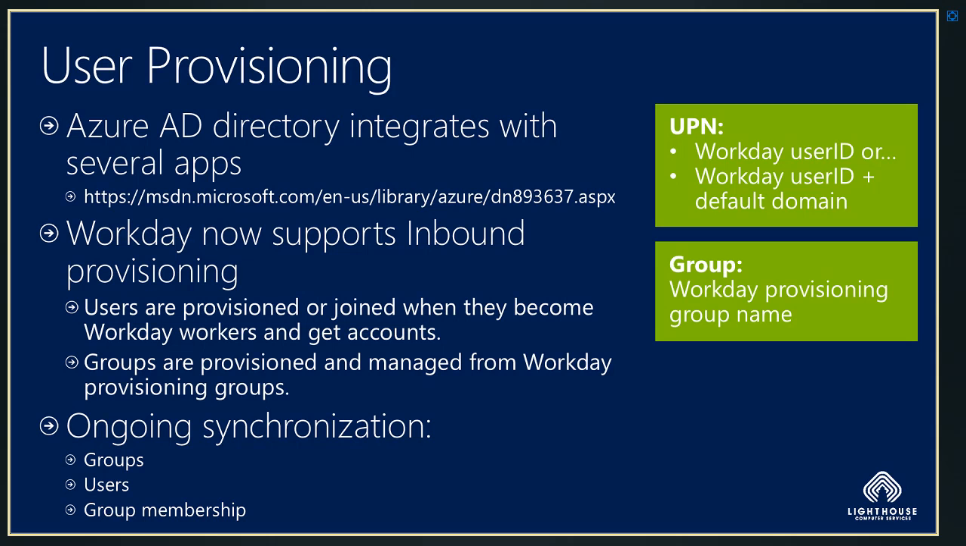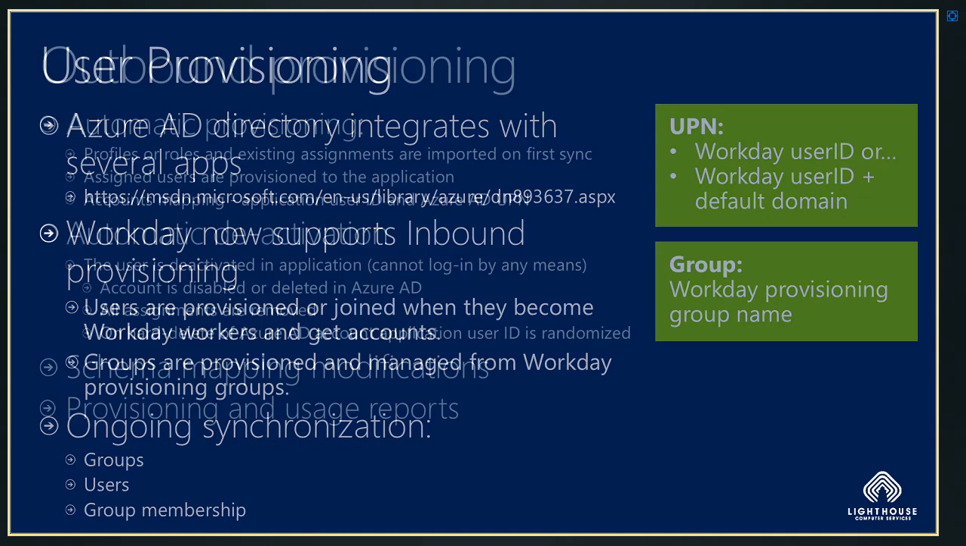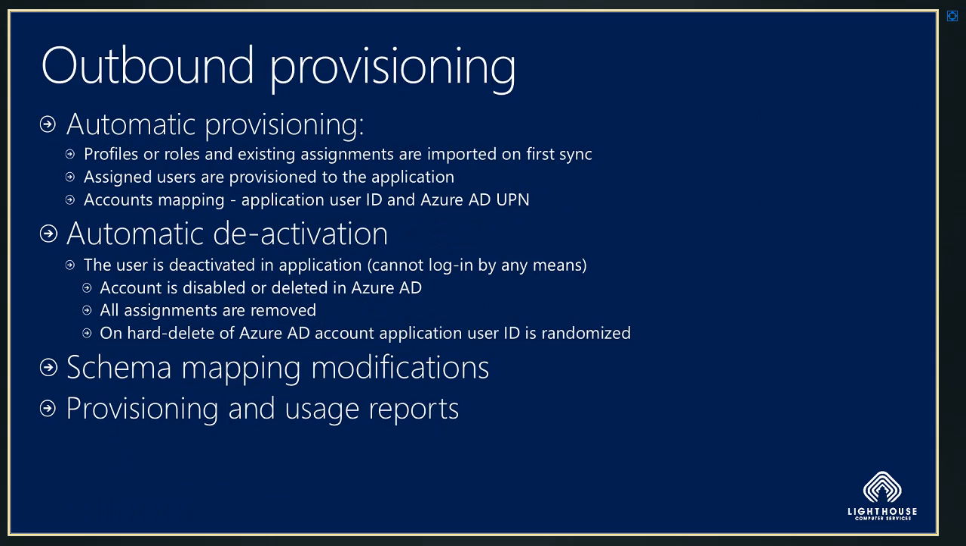So the users are getting created in Azure AD from your application. From an outbound provisioning perspective, you can also do profiles or roles. You can also map your application user ID to the Azure AD UPN. You can also do automatic deactivation. The nice thing with this is the user is deactivated in the application once you deactivate the user from Azure AD. You can also do schema mapping modifications. I won't talk about that in detail, but provisioning and usage reports are available in Azure.